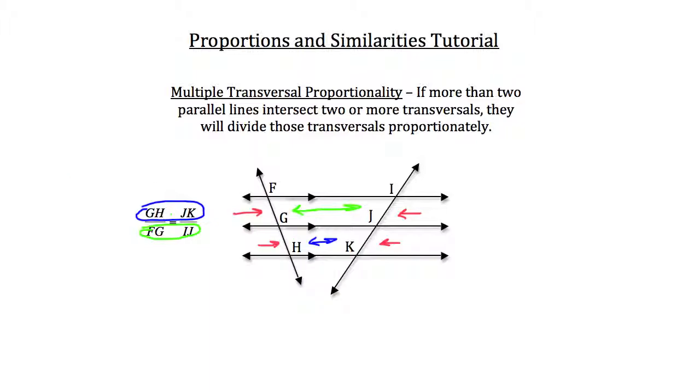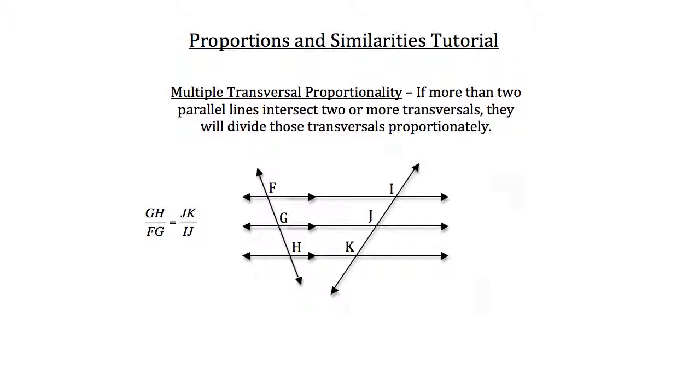So if you want to write a comparison, you would choose one part, like GH, and write it over another part, another segment of a transversal that you know, such as FG, and compare that on the other transversal to those same corresponding parts, the way that JK corresponds with GH and IJ corresponds with FG. So let me show you a couple problems around that.